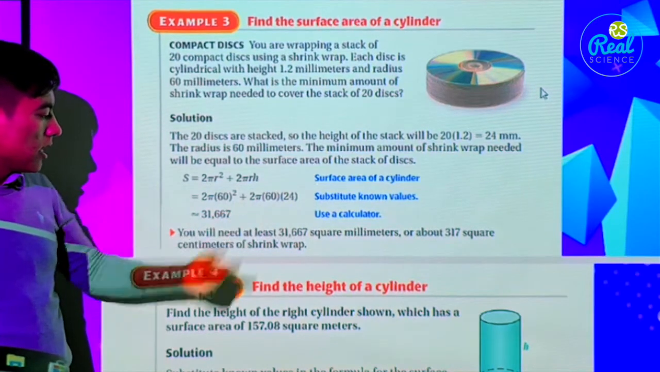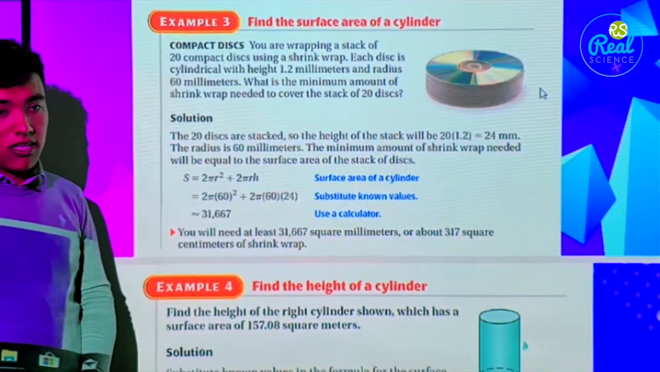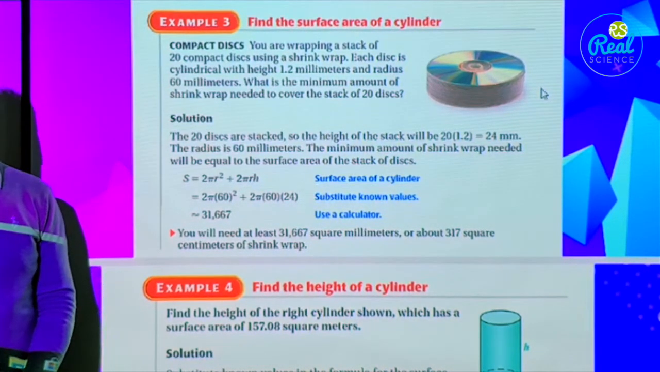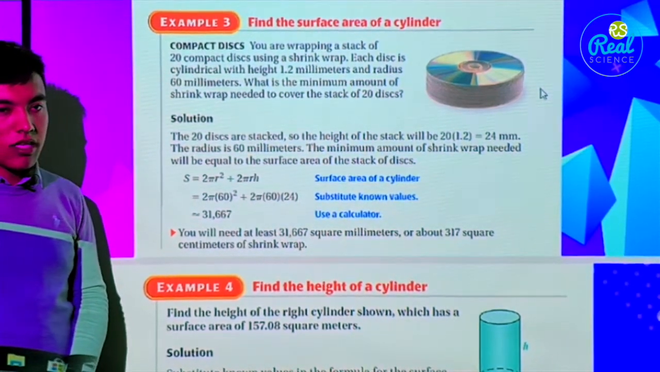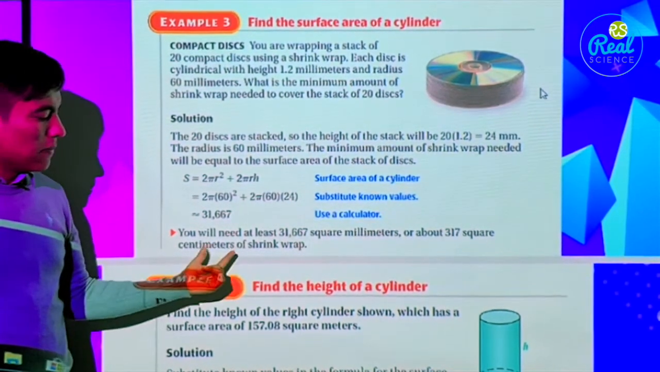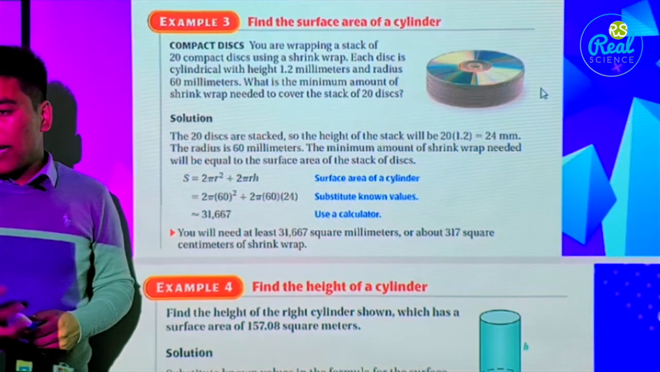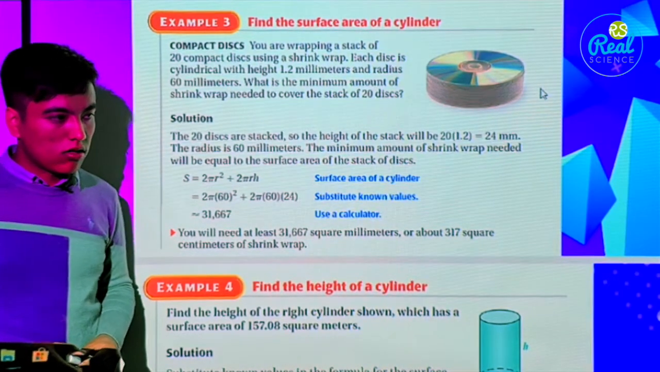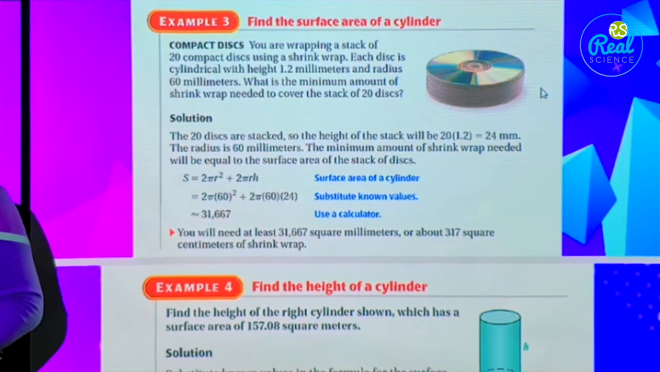If we multiply and calculate, 31,667. But it's in millimeters squared. Millimeter means it's so little. And that's why the number can be big, but the actual value of this number is quite small, because it's in millimeters squared. Okay.